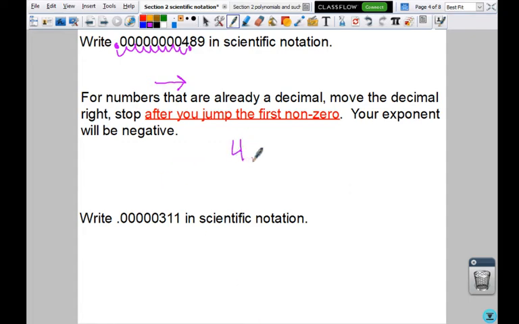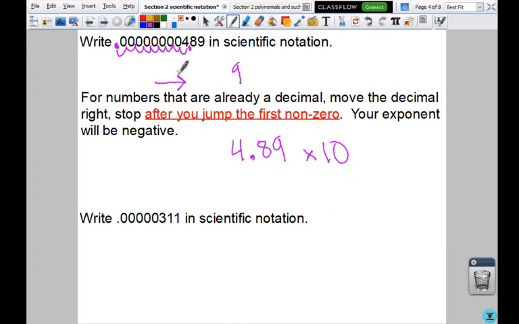So I have 4.89. That is my number in front now. So be careful. Don't move it over here between the 8 and the 9. That's wrong. After you jump the first non-zero, put your decimal there. And then we're going to go times 10, just like before. And now our exponent, oh wait, how many times did I, that's right, 9, right? Yeah, that's why you write it down, because if you don't, you forget.